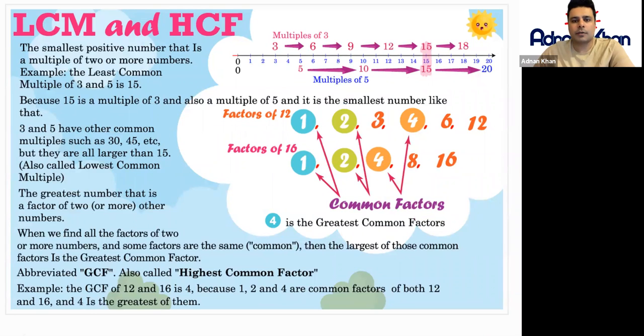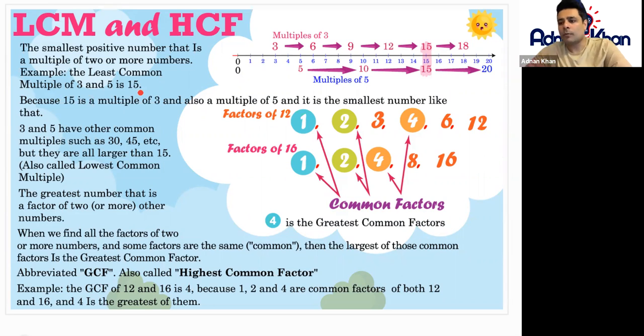The smallest positive number that is a multiple of 2 or more numbers, that's what we call a least common multiple. So in this case, as the example shows, the least common multiple of 3 and 5 is 15. Because after 3 and 5, the next number up where 3 and 5 can easily divide into is going to be 15. So for example, 5 can also divide into 10, but 3 cannot divide into 10.